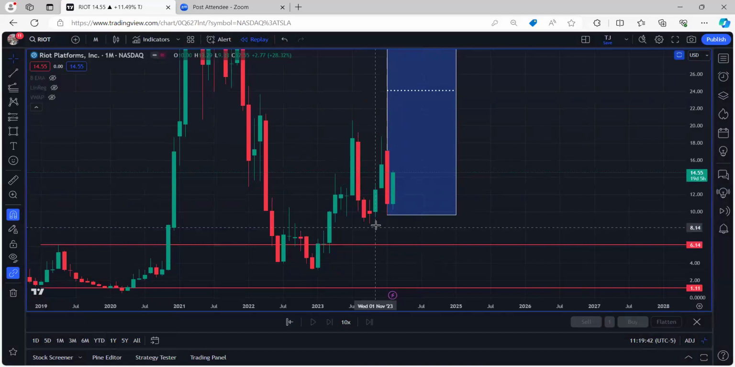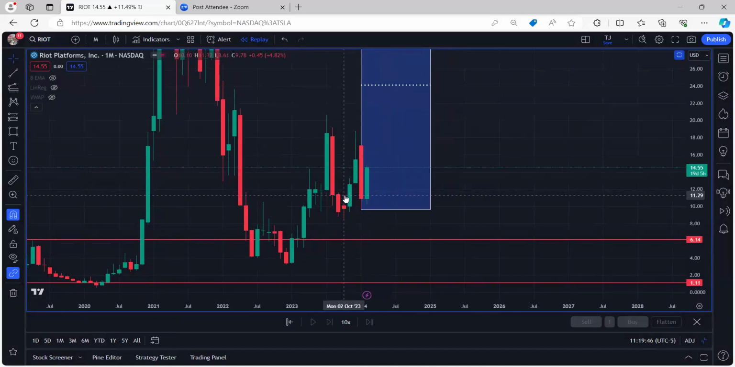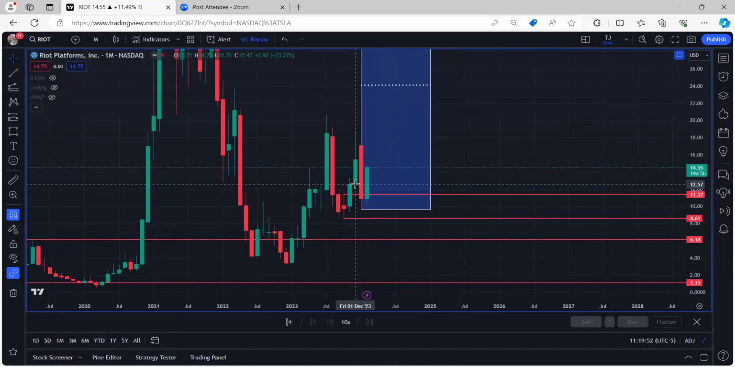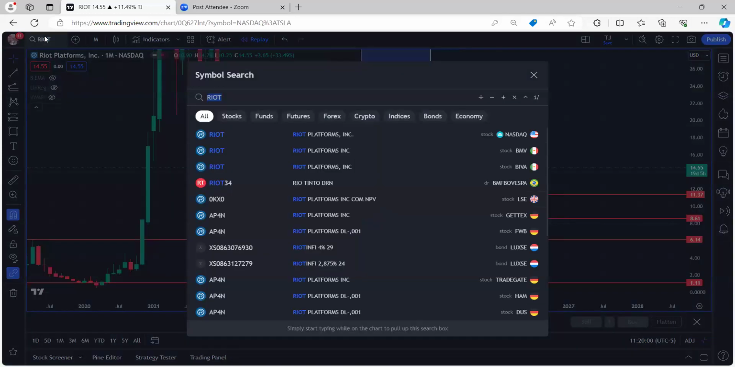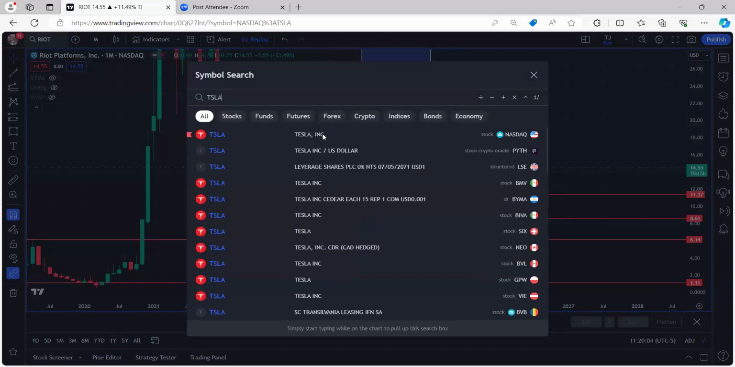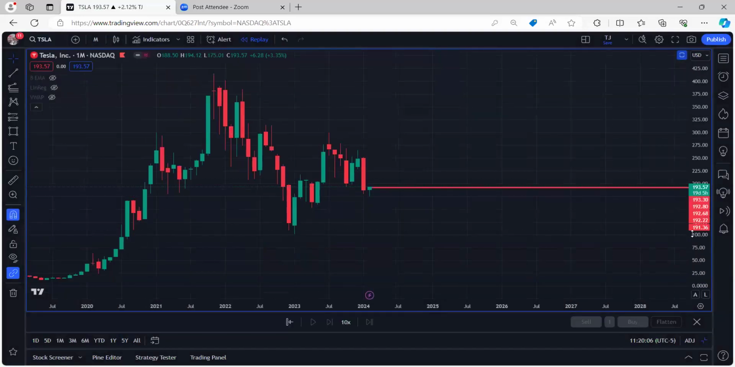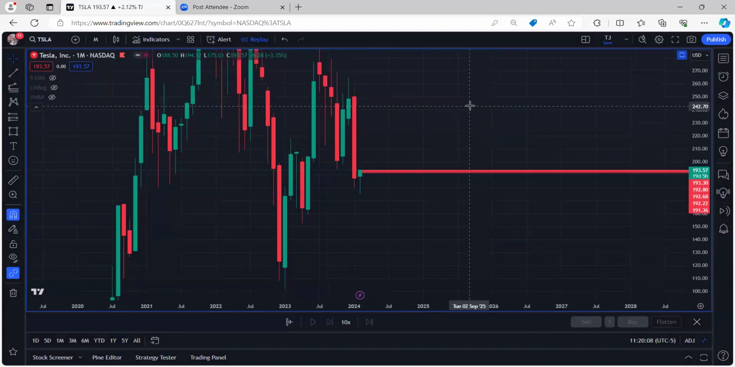I was looking at Riot on the monthly, and my goal at the time was just to get back up to here, right? I was just trying to get to that gap, but I waited for Riot to get into this situation right there just to go up. Same thing I gave y'all for Tesla, right? I think I gave Tesla entries out at 181.